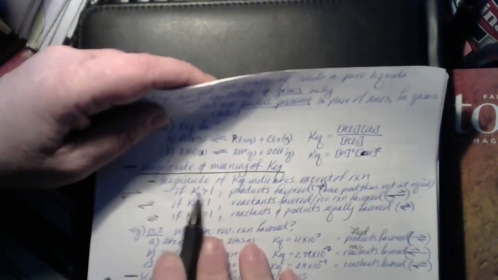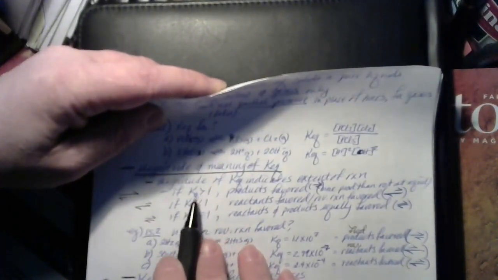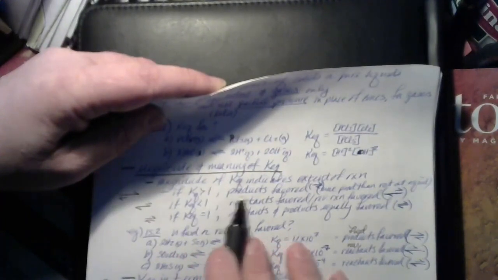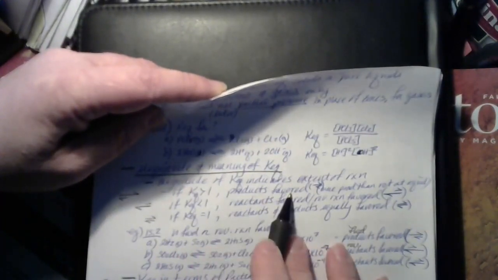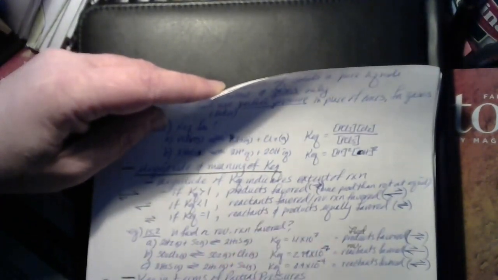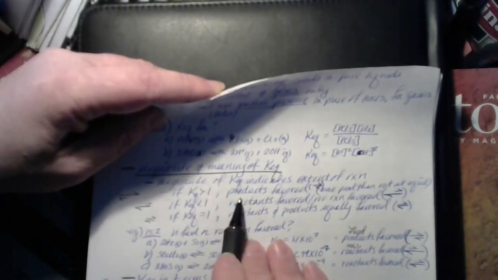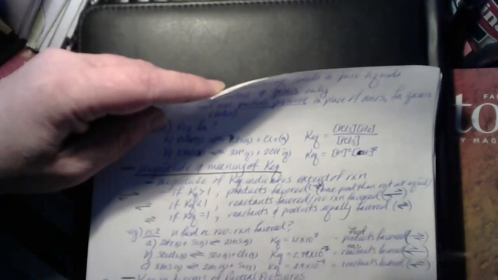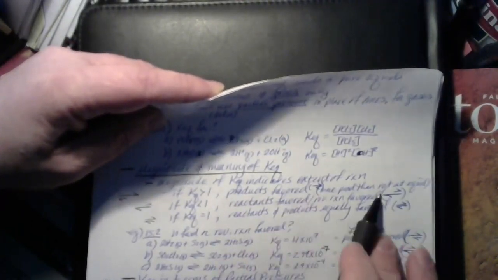The sort of cutoff value for KEQ is 1. So basically, if KEQ is greater than 1, then what that means is that the products are favored. In other words, you end up with more products at equilibrium than reactants. Or you could also say that the forward reaction, or the right-hand direction reaction, would be favored.